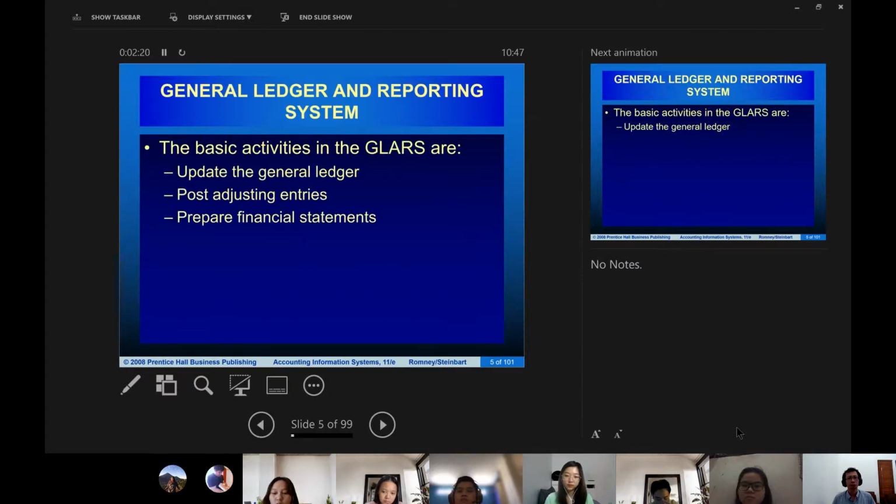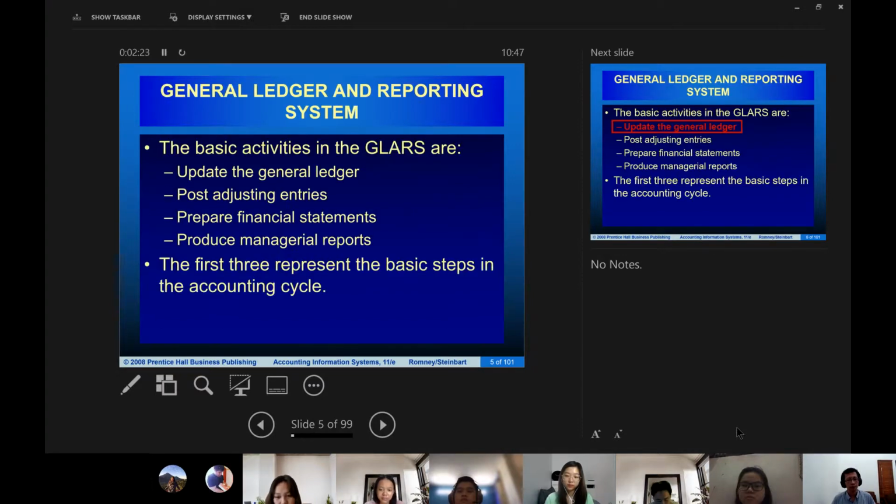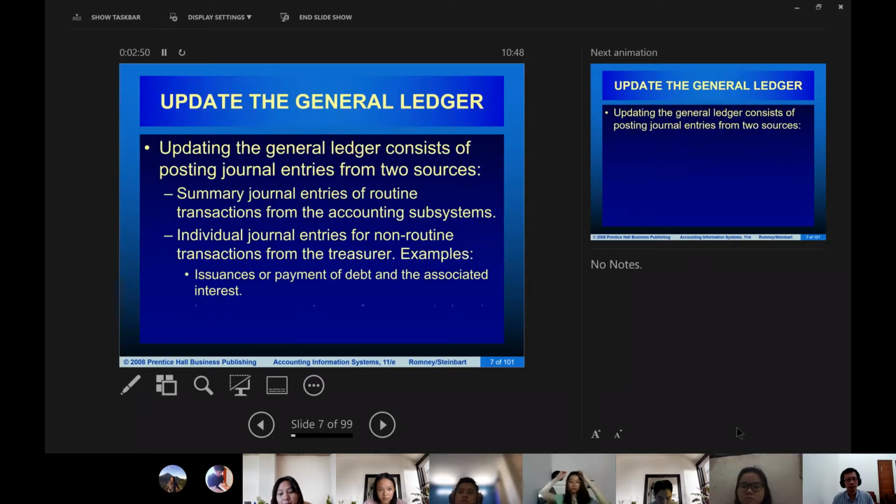So these are the basic activities: update the general ledger, post adjusting entries, prepare financial statements, and then the last one, produce managerial reports. Like I said, I will not cover the first three because they are already discussed extensively in financial accounting courses. I will touch a bit on producing managerial reports. So let's just skip the general ledger.